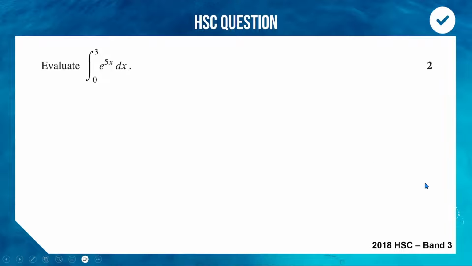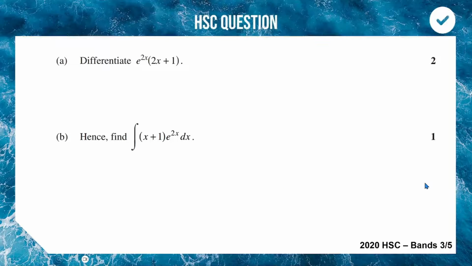All right, moving on to the next one. Another HSC question. This one's more recent. It's from 2020. We've got a band 3 part and a band 5 part. Again, very similar to what we just did. Part A, differentiate, and then if you've done that correctly, part B is meant to be pretty easy. So let's start off with part A.